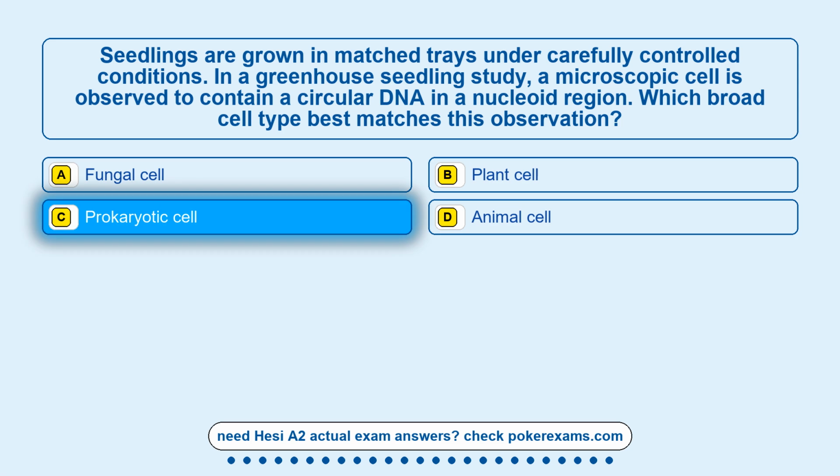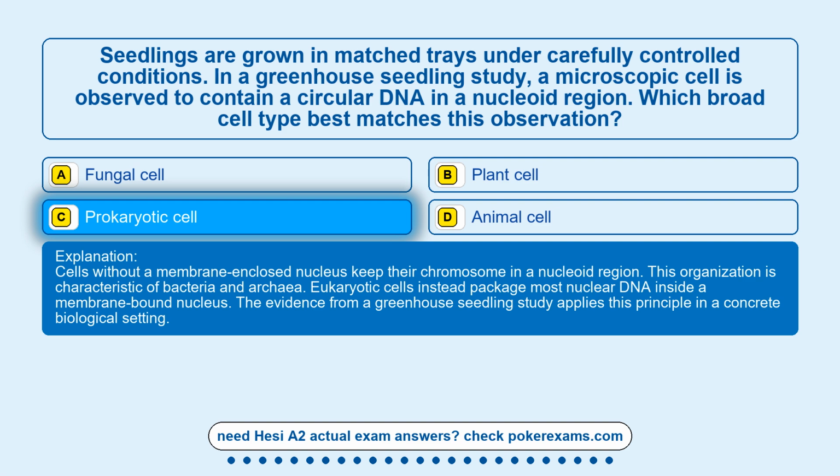Prokaryotic cell. Cells without a membrane-enclosed nucleus keep their chromosome in a nucleoid region. This organization is characteristic of bacteria and archaea. Eukaryotic cells instead package most nuclear DNA inside a membrane-bound nucleus. The evidence from a greenhouse seedling study applies this principle in a concrete biological setting.